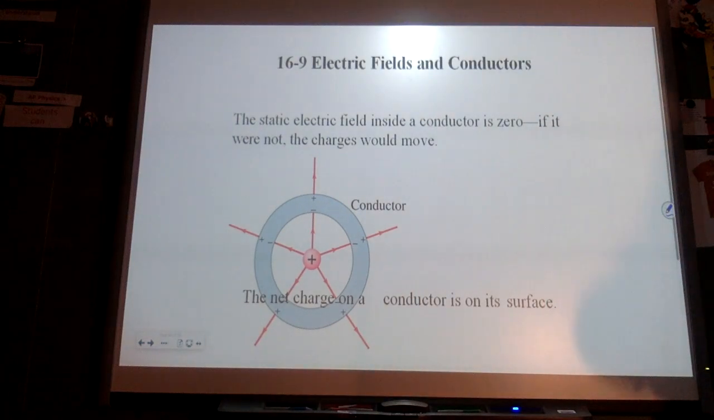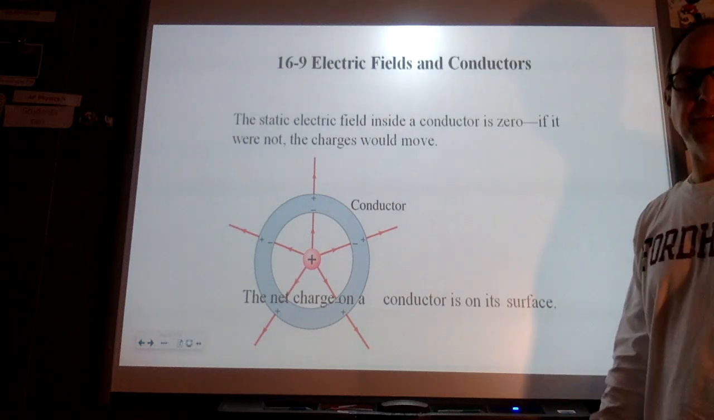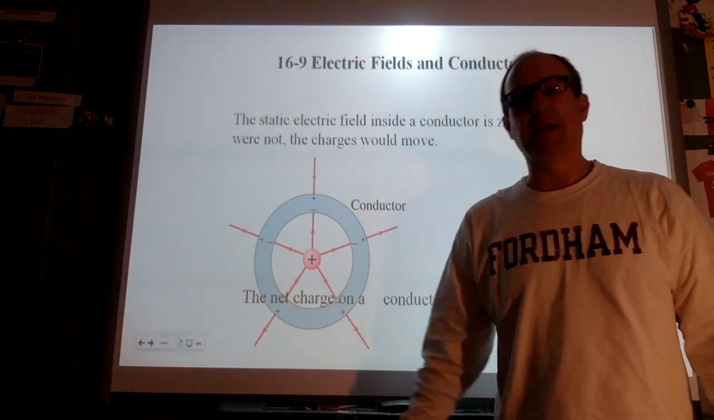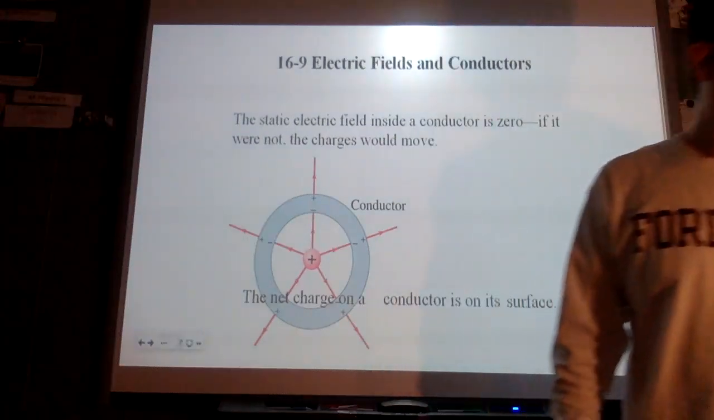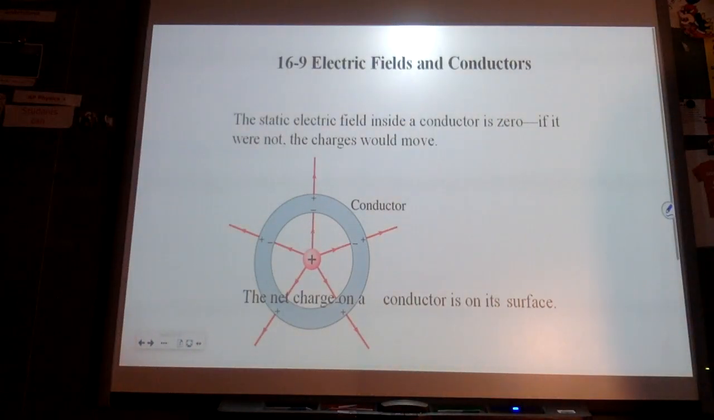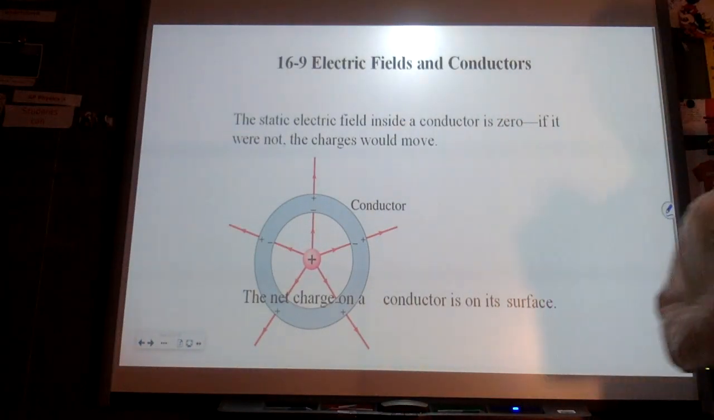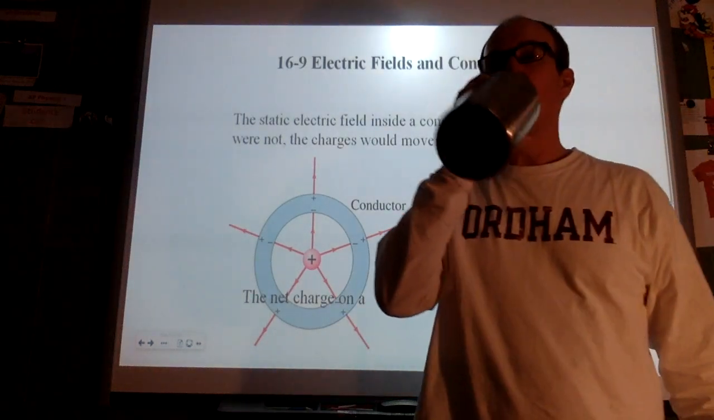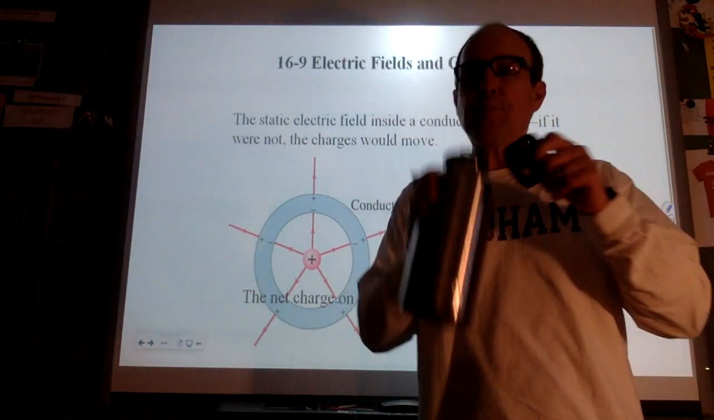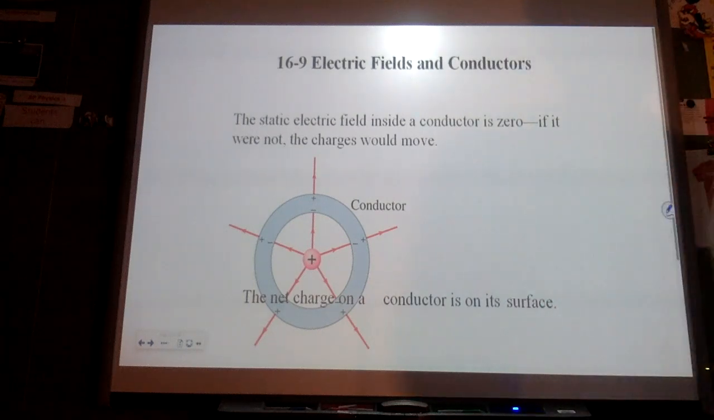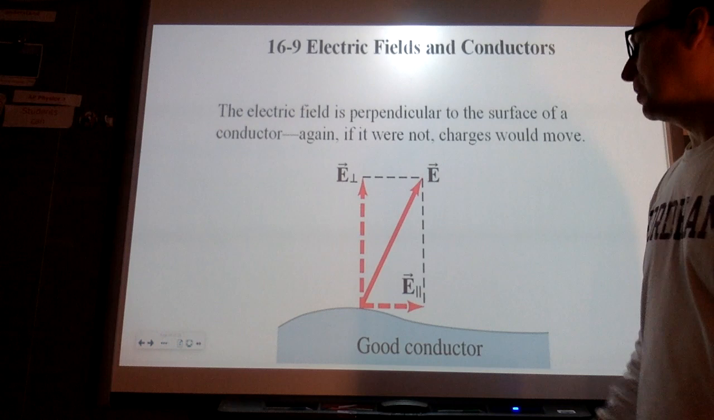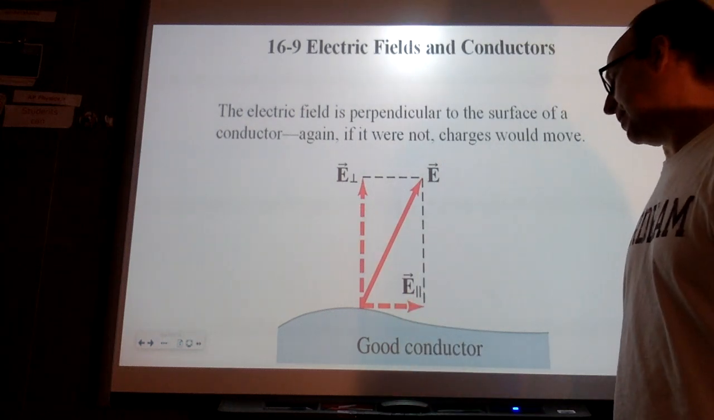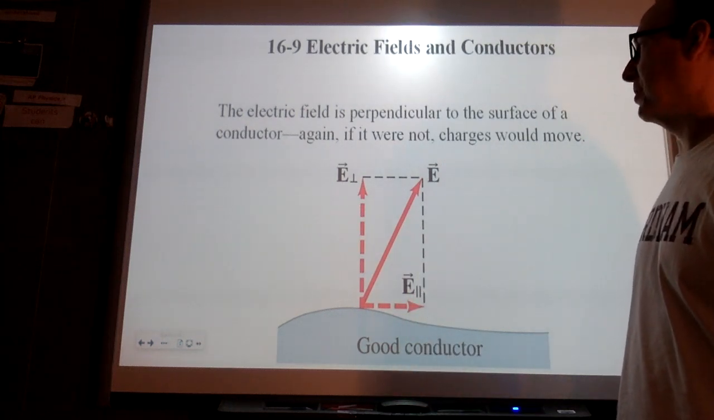So our electric field inside of a conductor is 0. The charge on a conductor is going to stay on its surface. And I'll show you guys a couple of demonstrations with that as well. Or actually, depending on when you're watching this, you've already seen it. So that's how I could dissect the Leyden jar and not get shocked. Electric fields are always perpendicular to the surface.